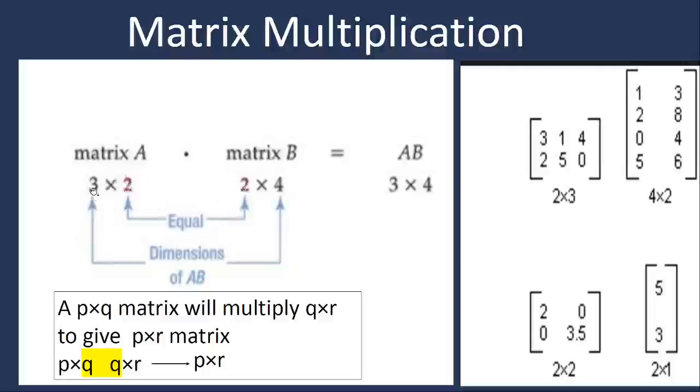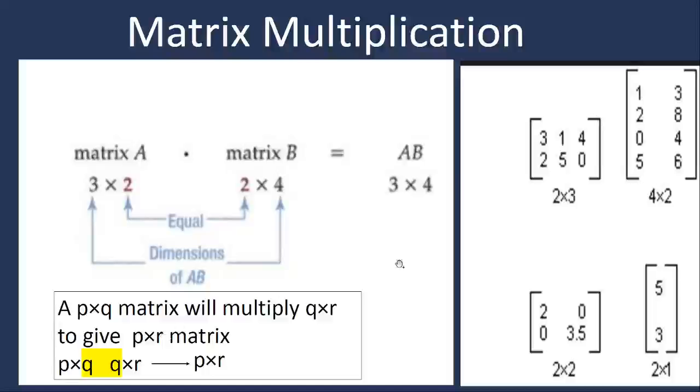And also, these numbers 3 and 4 here can tell us the dimension of the resultant matrix, that is the order of AB. The order of AB will be 3 by 4. Or we can say it as, if you are to multiply a P by Q matrix with a Q by R matrix, we'll get a P by R matrix. You first check that the inner numbers, that is Q here and Q here, are the same to see if we can proceed to multiply. If they are different, we cannot multiply these matrices.